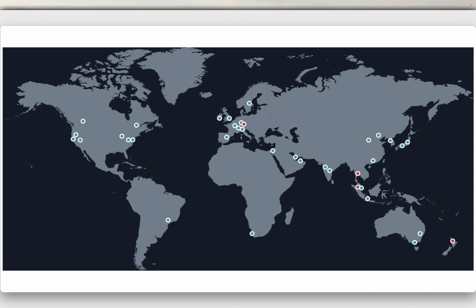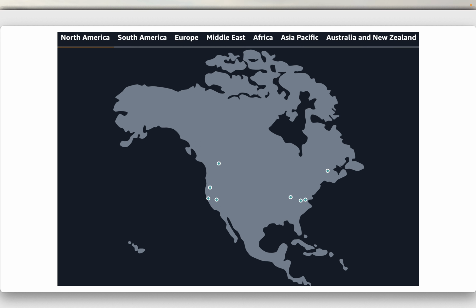So here is a picture of all the 33 active AWS regions. A red dot denotes a region that will come soon. So currently it's 33 and counting, and the red ones are the upcoming ones. Next in this picture we have the North America continent, which has 8 regions. So these are the regions.